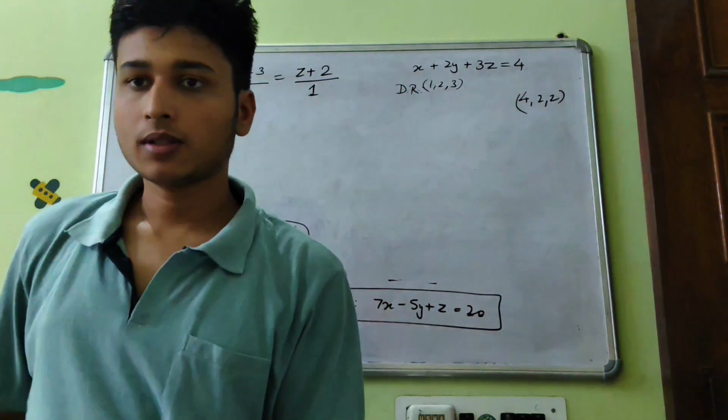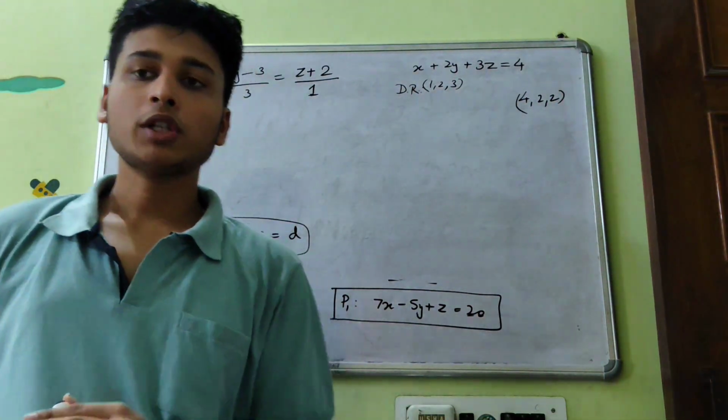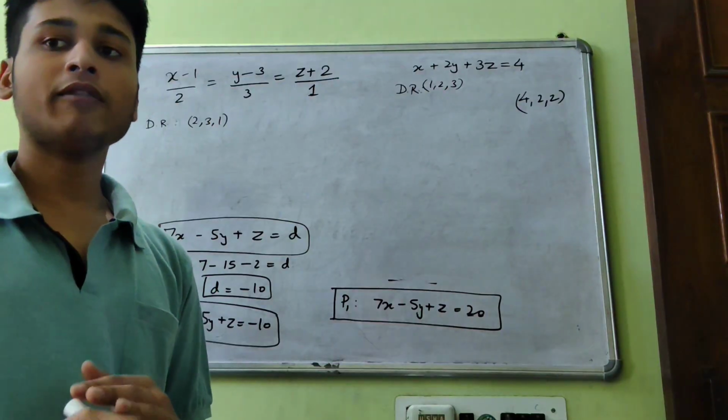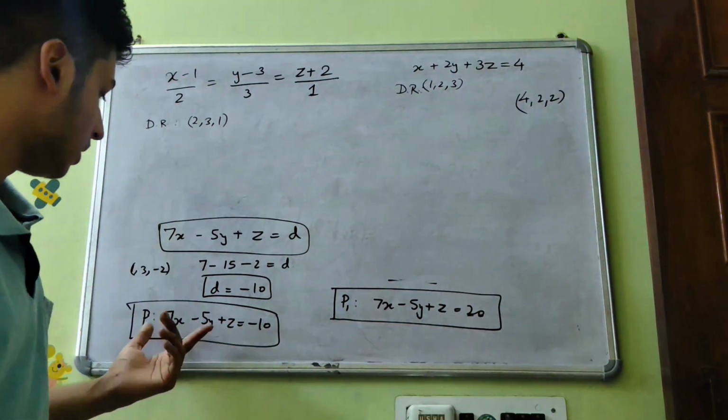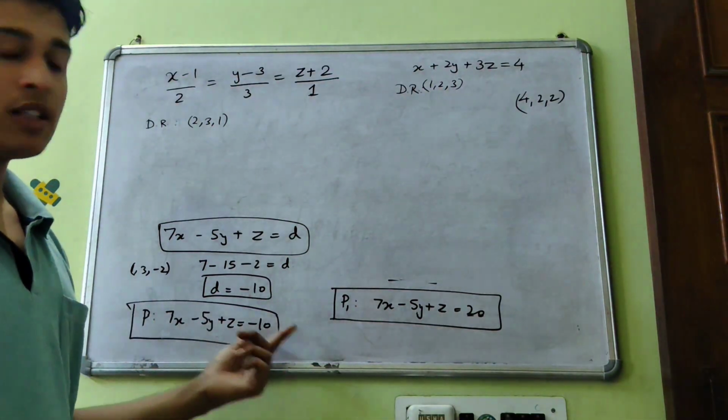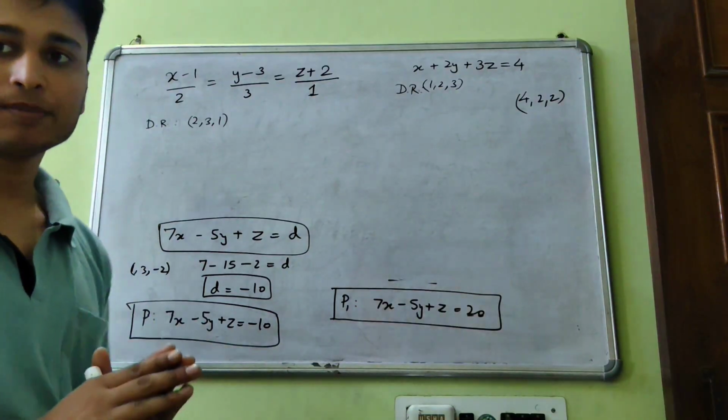Now let us check the options. Option A is the equation of plane P is 7x minus 5y plus z is minus 10. 7x minus 5y plus z is minus 10. So yes, option A is correct.